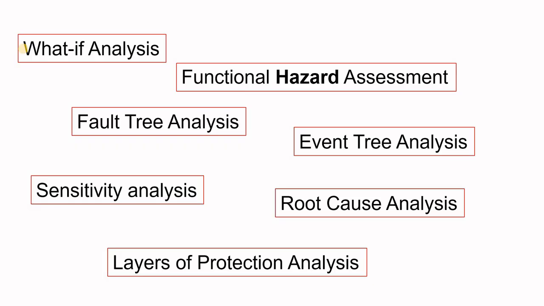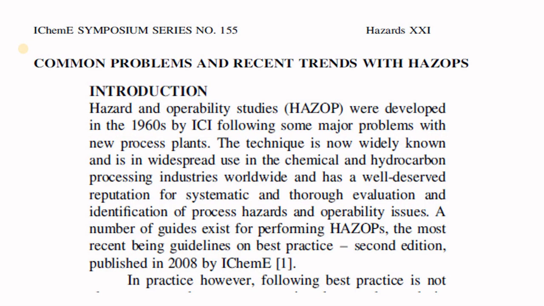There are many types of hazard analysis methodologies out there, but today we will talk about one of them which had been widely accepted and applied in the industry, and it's called HAZOP, which is Hazard and Operability Study. This methodology had been developed by ICI in 1960.